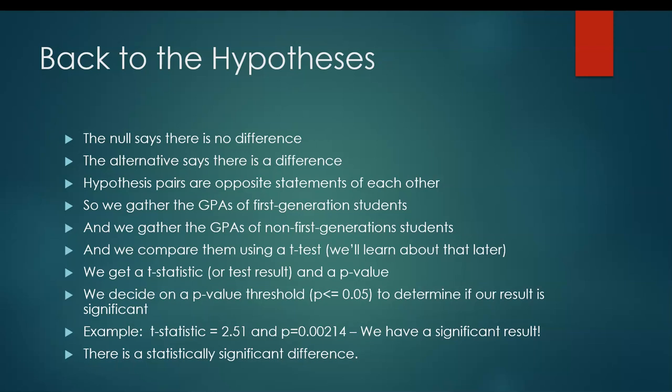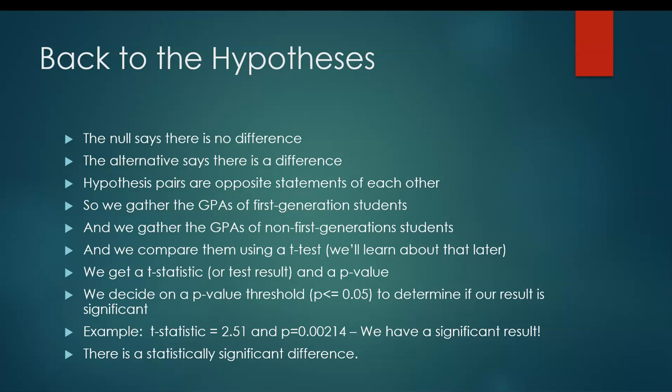So when we run a t-test, we get two things. We get the t-statistic, which is our test result, and we get a p-value. We decided that the p-value threshold that we wanted was to make sure that any p-value we got was less than 0.05, and that would help us determine if our test result is significant.